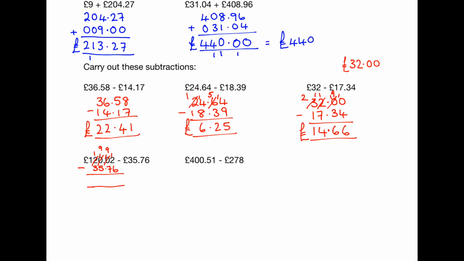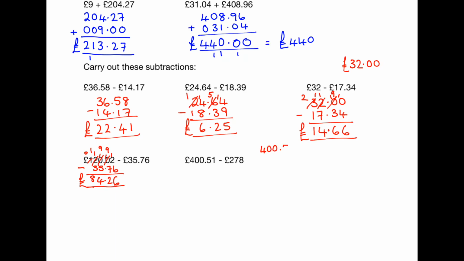So 12 take away 6 is 6. 9 take away 7 is 2. Don't lose sight of your decimal points in all of that. 9 take away 5 is 4. 1 take away 3, again, we can't do, so we borrow. So we've got 11 take away 3 is 8. And then there's nothing left here to take away. So our answer is £84.26.